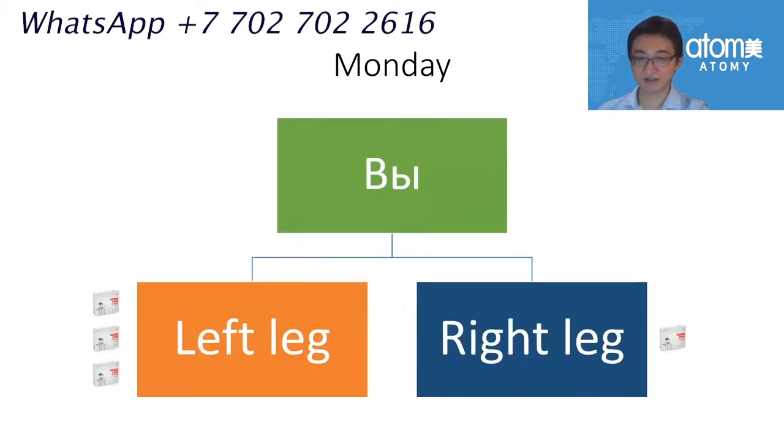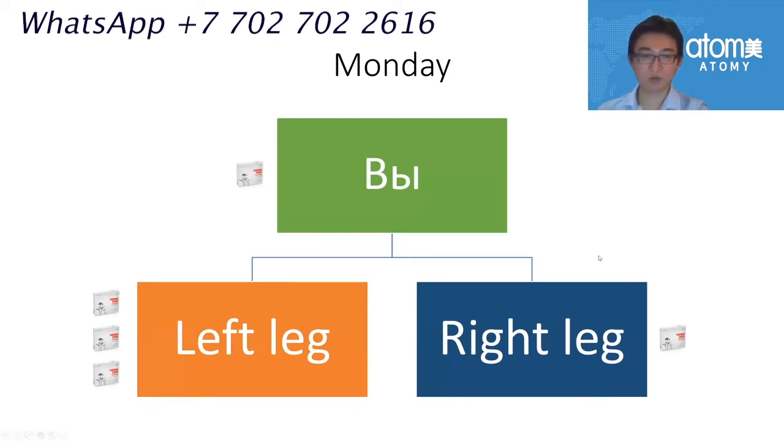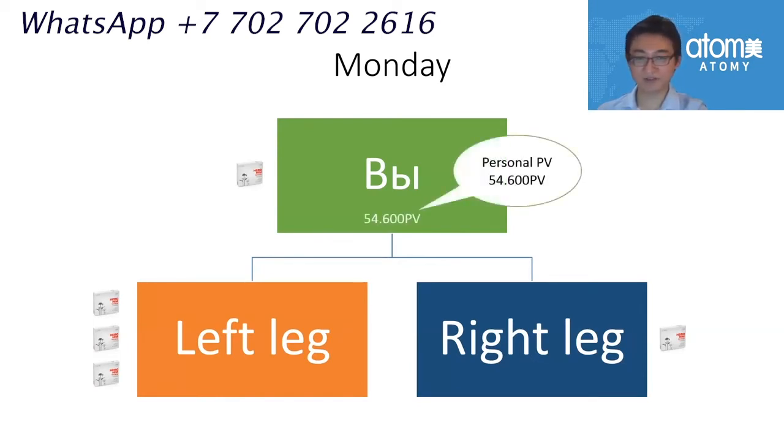Let's say it's Monday and three people on your left bought 3 Hemohims and one person bought 1 Hemohim on your right leg. And you yourself bought 1 Hemohim. That way you have your personal PV equal to 54,600 PV.